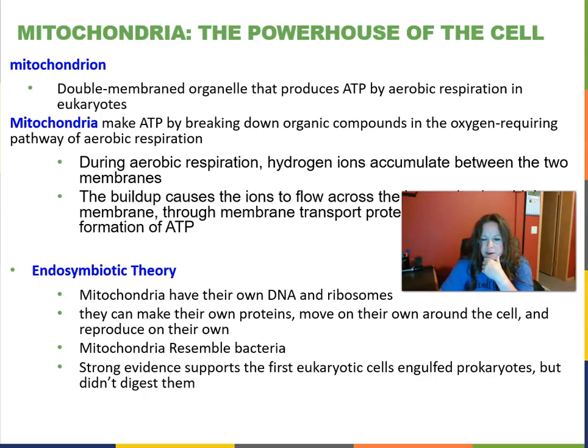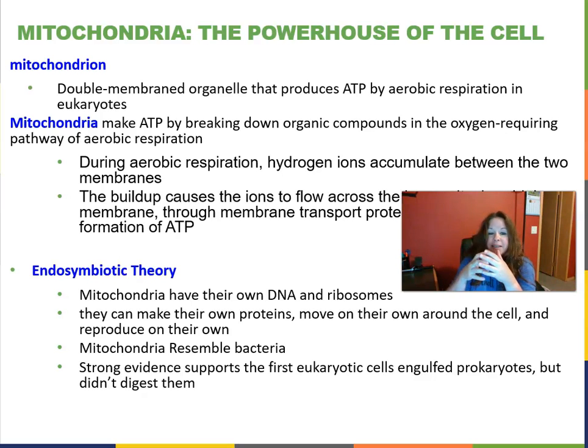So there is a theory based on all of this evidence. This is very strong evidence that supports that the first eukaryotic cells engulfed prokaryotes but didn't digest them, a type of prokaryote or bacteria that could make ATP. I mean, what a benefit that you have this inside of you if you're a cell trying to survive, and you've got this other cell inside of you that's much smaller, but it's making ATP, making energy for you. So you don't digest it and you keep it, and it's able to reproduce inside of you. And that's called endosymbiotic theory.